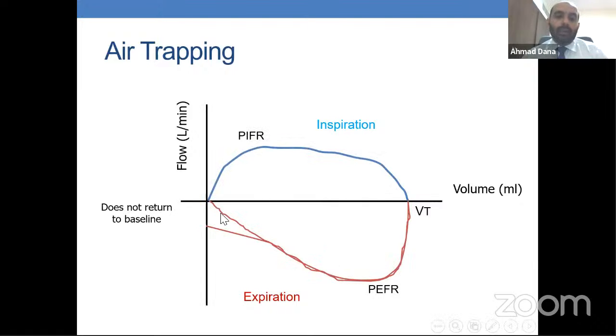So this is what happens if there is air trapping. This is the flow volume loop. The air is coming in and coming out, but it is not reaching the baseline. In the first example, in the case of leak, it stopped here. But if you start the inspiration before the expiration comes out fully, there is still air in the lung. This is the way it looks. So this is again air trapping.